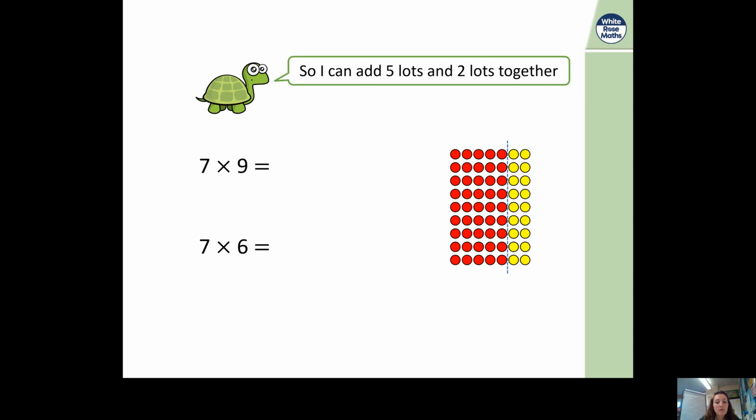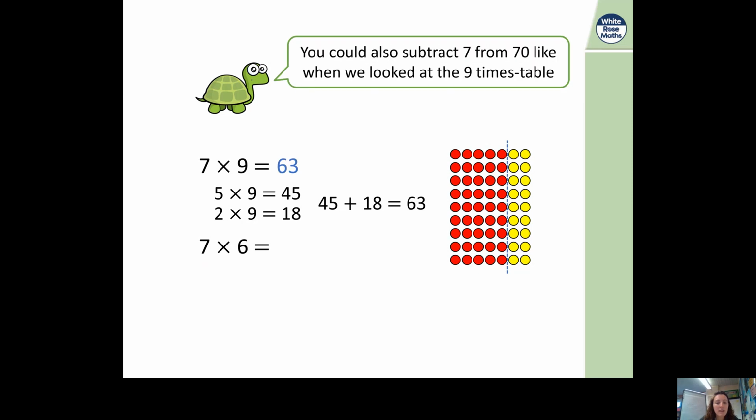So here we've got 7 times 9. We can split it into 5 times 9 and 2 times 9. So 5 times 9 is 45 and 2 times 9 is 18. If we add those two products together, we get the answer 63. So 7 times 9 is 63. You could also subtract 7 from 70. So when we are looking at the 9 times table, we can actually multiply by 10 and then take one lot away.